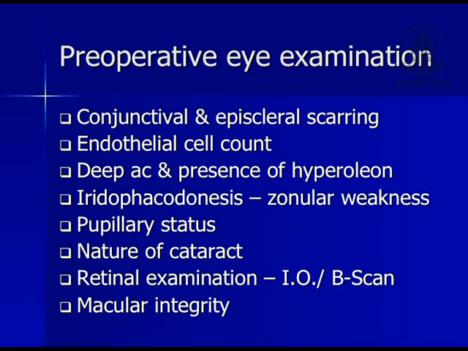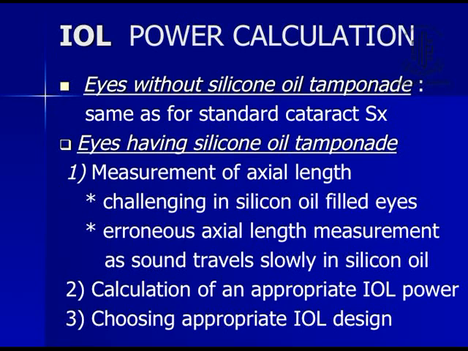Look for iridophacodonesis, which might be responsible for zonular weakness, pupillary status, nature of cataract, thorough retinal examination, and look for macular integrity in these eyes. IOL power calculation is very important in these eyes, and we can categorize the eyes as eyes without silicone oil tamponade and with silicone oil tamponade.